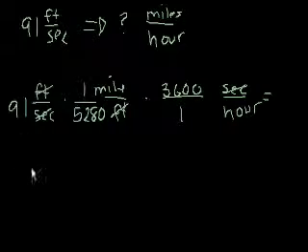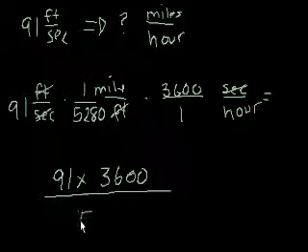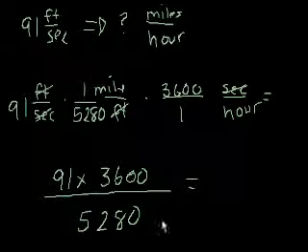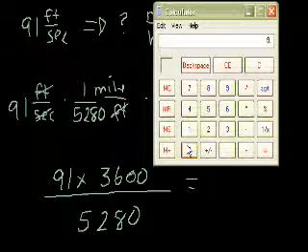We get, in the numerator, 91 times 3,600, right? 91 times 1 times 3,600. In the denominator, we just have 5,280. And this time around, I'm actually going to use a calculator. Let me bring up the calculator just to show you that I'm using a calculator. Let's see. So if I say 91 times 3,600, that equals a huge number, divided by 5,280.